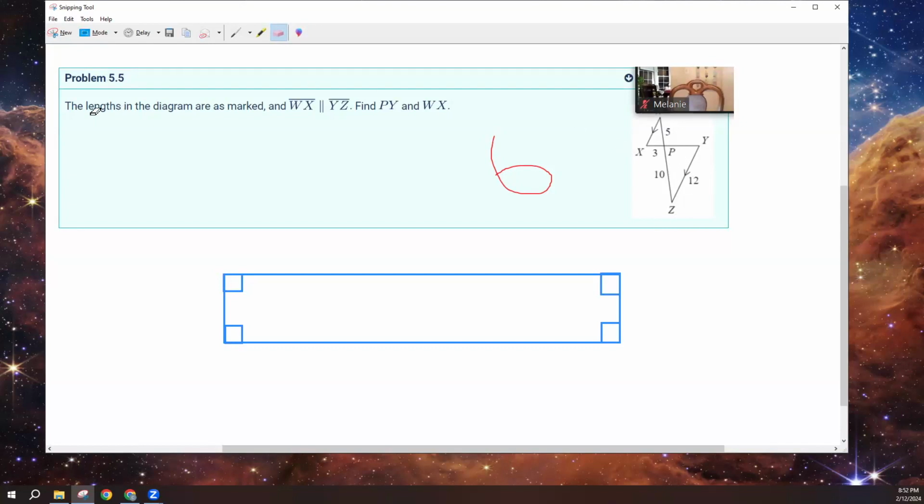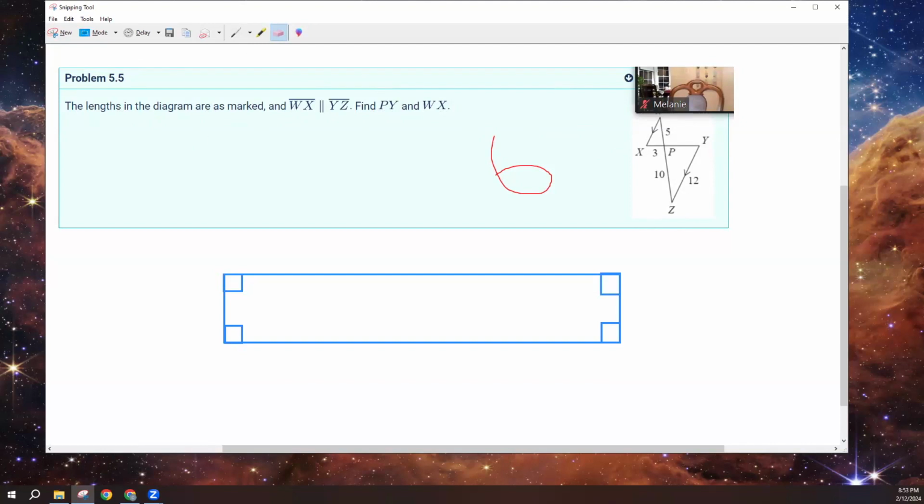But the information we've been given here is that the lengths of the diagram are as marked, and it also says that WX, so this line here, WX is parallel to YZ. And then we want to try to figure out what is PY and what is WX.